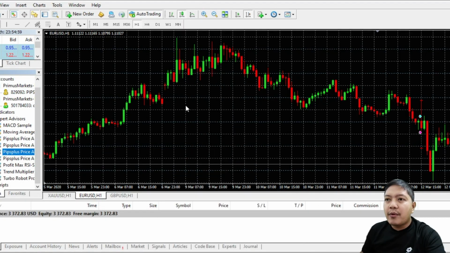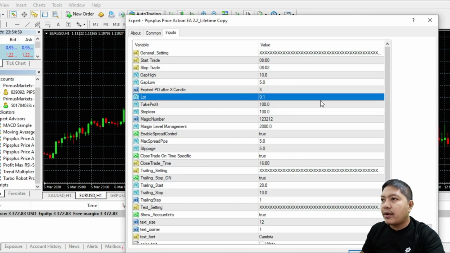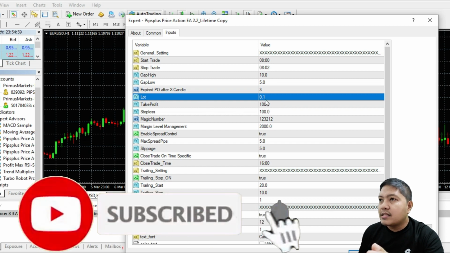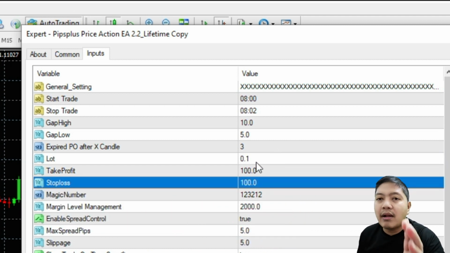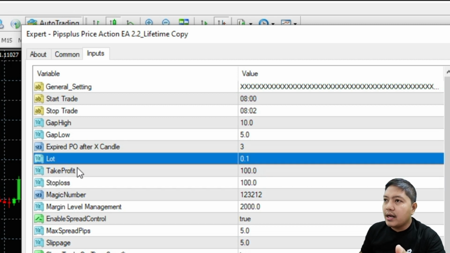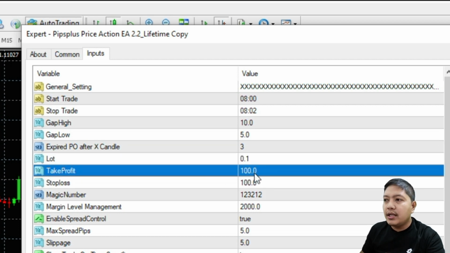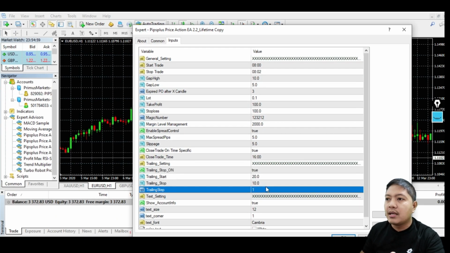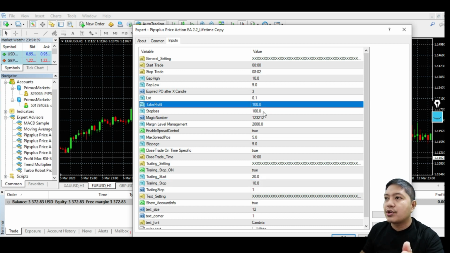Okay guys, so here in my MT4, I will open up this particular EA, Pips Plus Price Action EA, a lifetime copy. As you can see here, based on my default settings, I have 0.1 and then my stop loss. Talking about risk, we're going to talk here only about the lot size versus your stop loss. So I'm going to share with you how to calculate this first. Let's say I put a lot size of 0.1 and a stop loss of 100, so my take profit will be 100, and I'm using trailing stop, trailing step and trailing start. But we're not going to talk about take profit. We're going to talk about the risk, the stop loss versus your lot size.